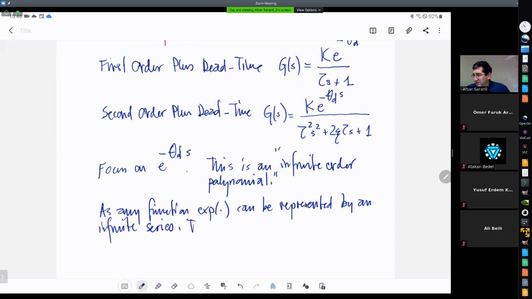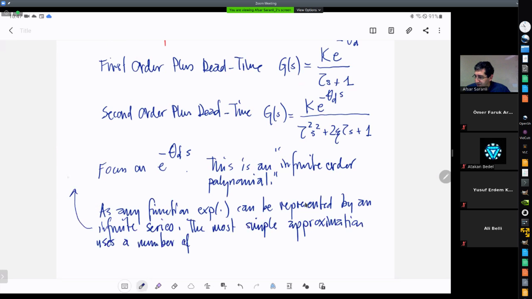So the most simple approximation uses a number of terms. Well, you know what that is, right? This is the Taylor series expansion. Okay, it uses a number of terms from the Taylor series expansion.